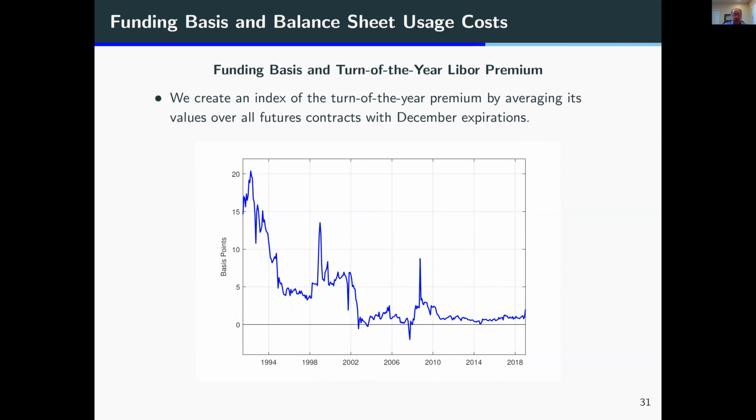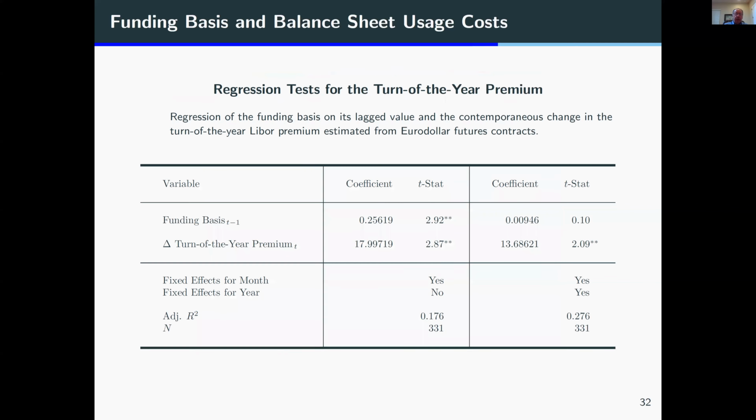And that's an interesting index. It's continuous. We can look at it. It's gone down dramatically over time, surprisingly, but we're going to use that as a proxy or an instrument for balance sheet costs.